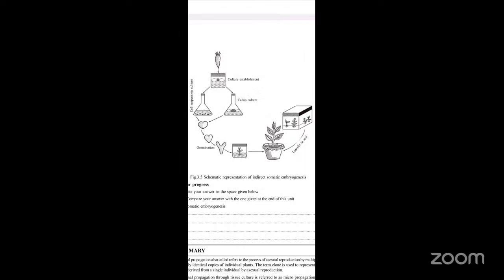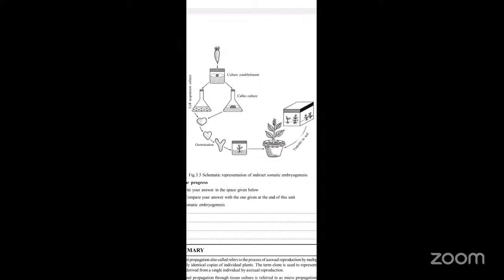Okay, this is embryogenesis. Now we will discuss block 2, that is, in vitro culture. Here, in vitro morphogenesis. What are we discussing about in vitro morphogenesis?